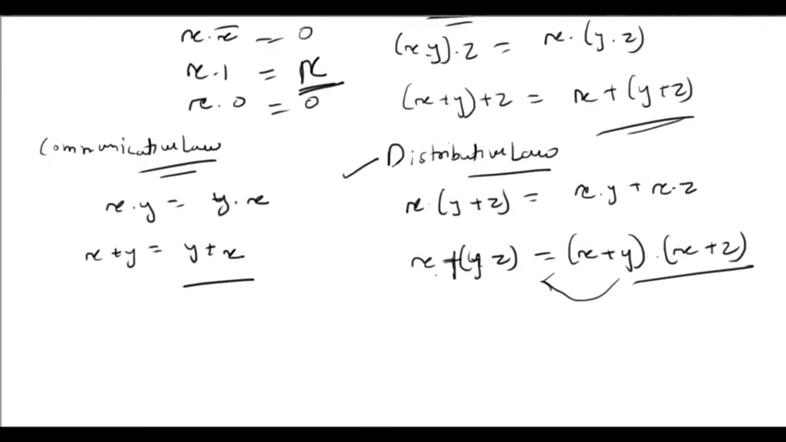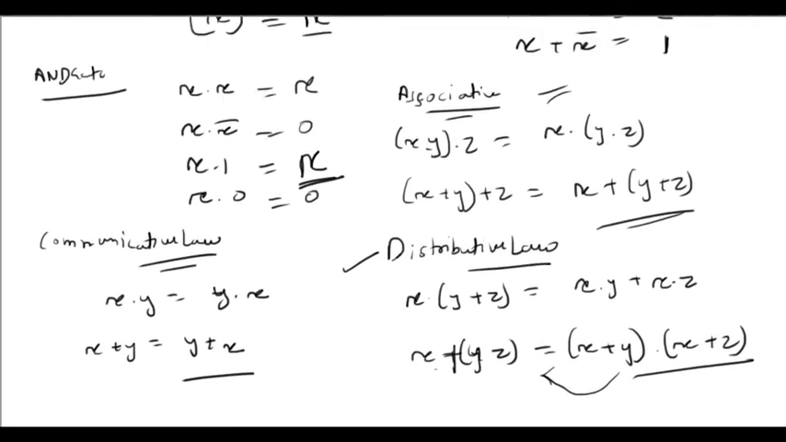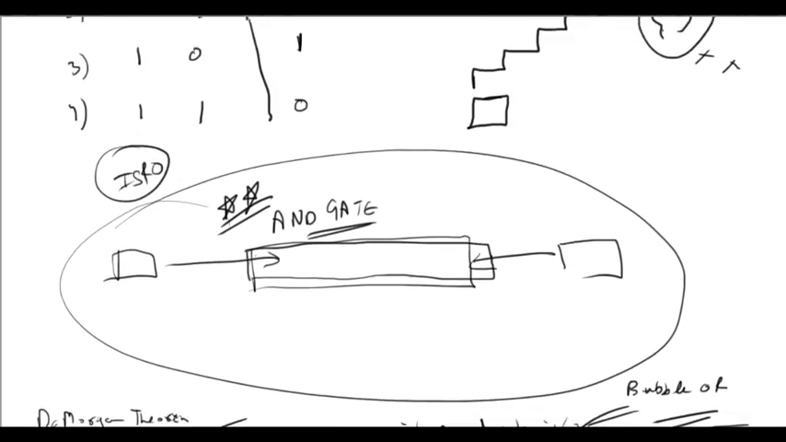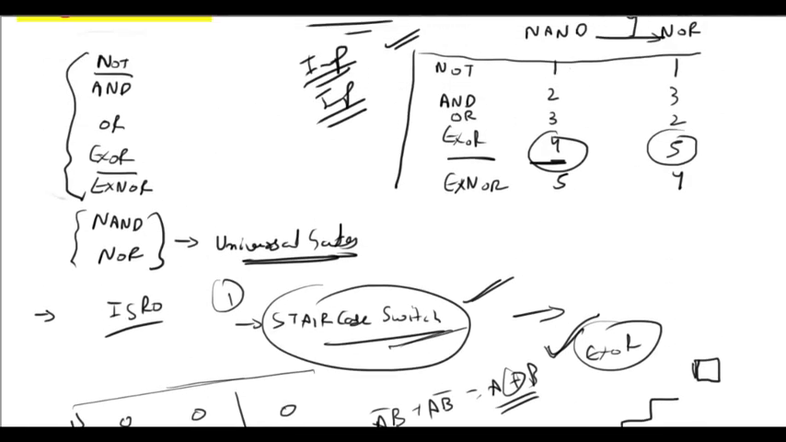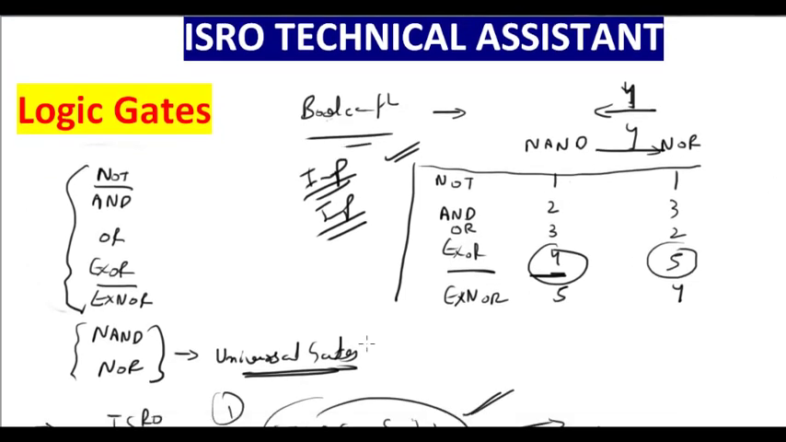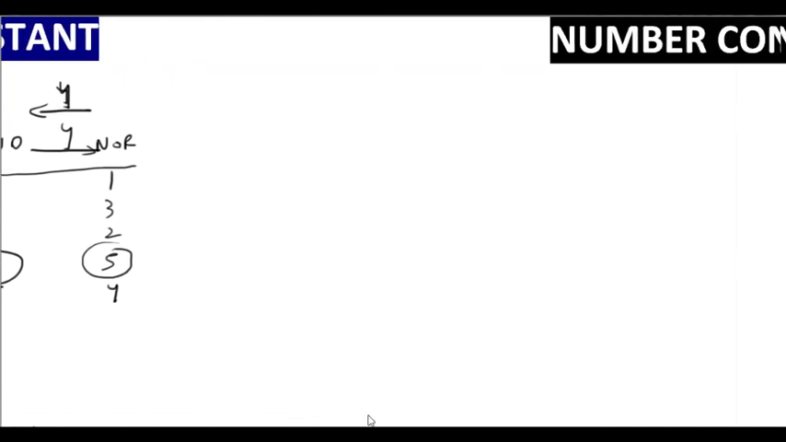Now we will talk about the number representation, that is the number conversion. Okay, total there are how many numbers? Binary, decimal, octal, hexadecimal.